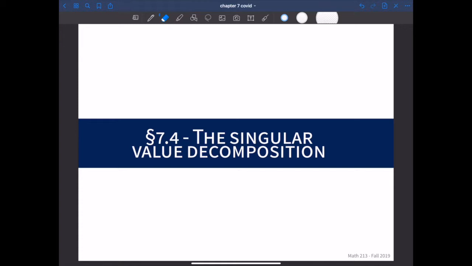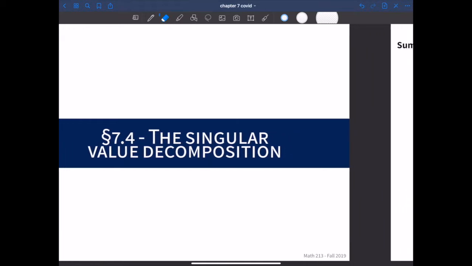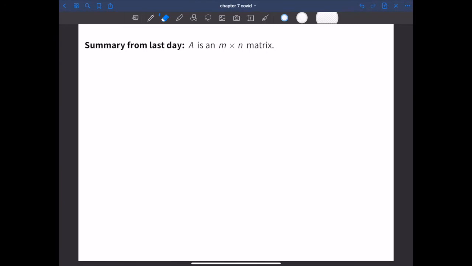So this is part 2, the last part of this section, and let's dive right in. Let's give you a bit of a summary from last day. Here's the context, the setting that we're in. A is an m by n matrix. It can be any matrix. It doesn't have to be square. It doesn't have to be symmetric. It can literally be any matrix that you write down. It has m rows and n columns.